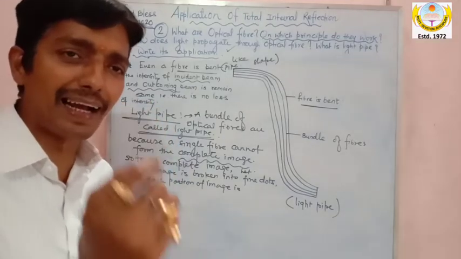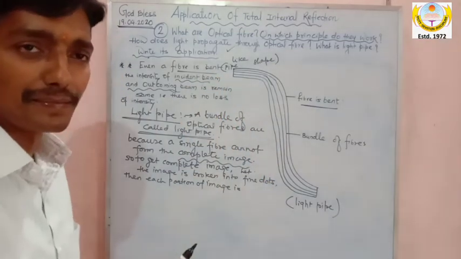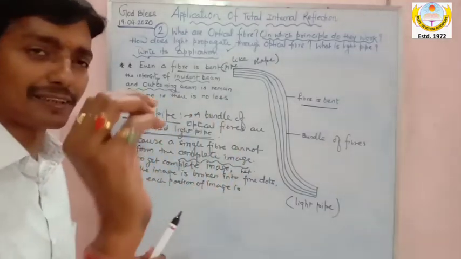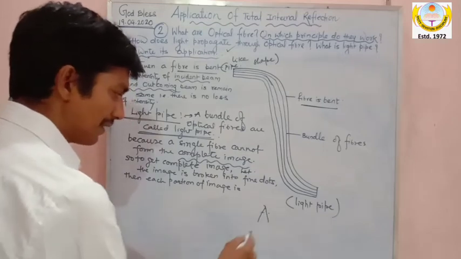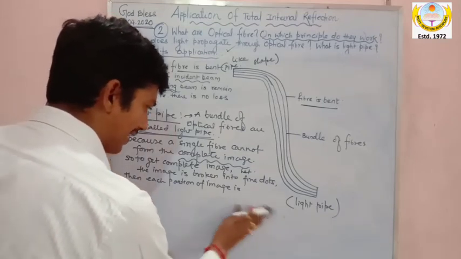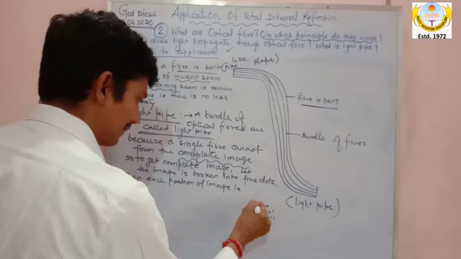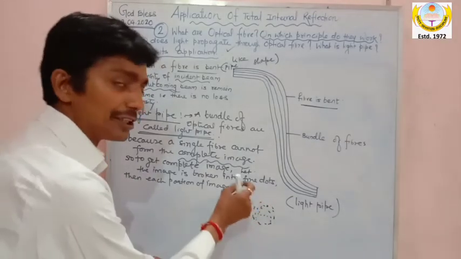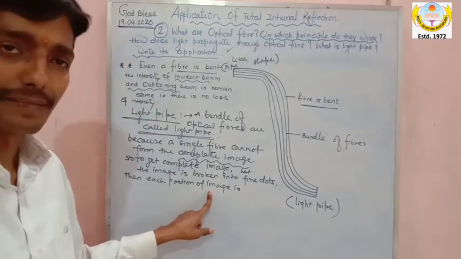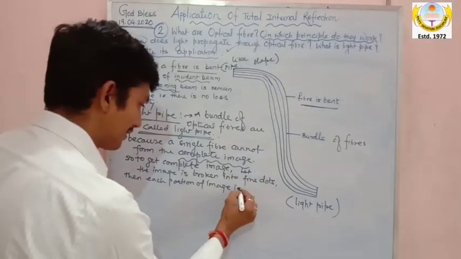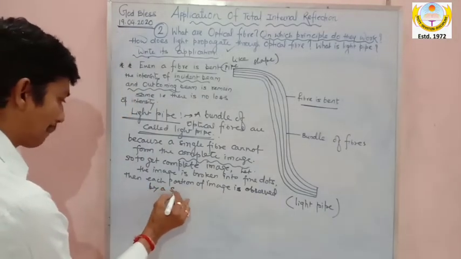Because if there is only one fiber, maybe the complete image will not come, but if it is a bundle of fibers, then what will happen? I break the image first into a number of fine dots. Suppose I have to see the A, so I break the A into a number of dots like this. And then each dot, that is each portion of the image, is observed by a separate fiber.